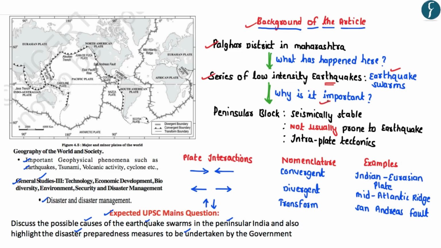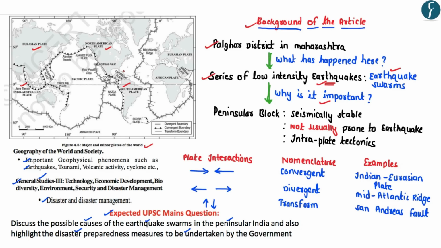Now, why this becomes important is because normally earthquakes are observed at the boundaries of the plates. As you all know, the surface of the earth has been divided into rigid lithospheric plates. Some of these major plates are the Eurasian plate, the Indo-Australian plate, the North American plate, the South American plate, etc. And these plates are in relative motion to each other.